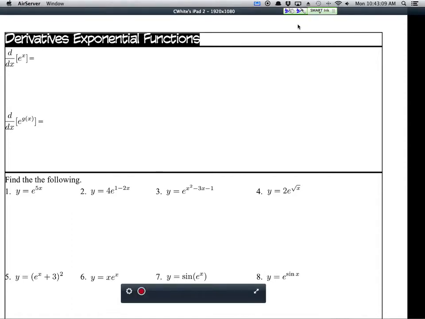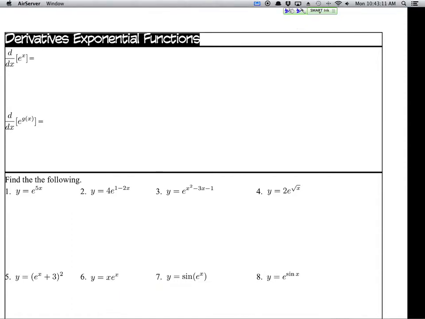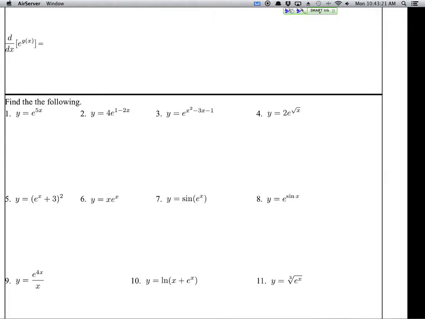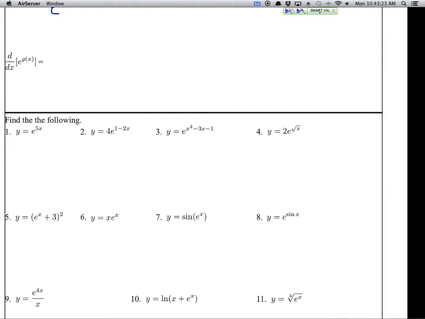The derivative of e to the x is e to the x. So, that means if I have e to the g of x, the derivative of that is going to be e to the g of x times g prime of x. That is correct. So the derivative of e to the g of x would be e to the g of x times g prime of x.